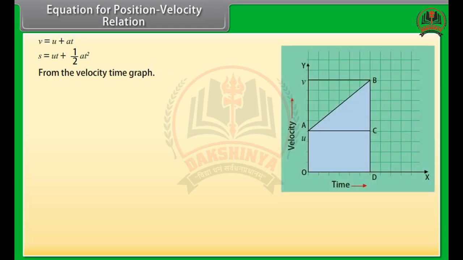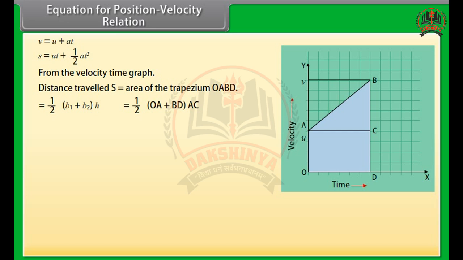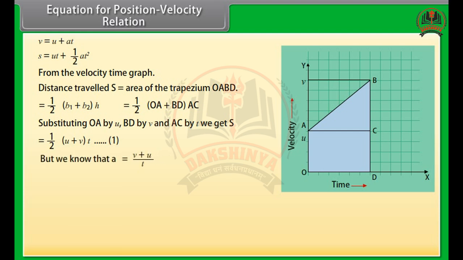From the velocity time graph, distance travelled s is equal to area of the trapezium OABD. This is 1 upon 2 into (B1 plus B2) into h, which is equal to 1 upon 2 into (OA plus BD) into AC. Substituting OA by u, BD by v and AC by t, we get s is equal to 1 upon 2 into (u plus v) into t, equation 1. But we know that a is equal to (v minus u) upon t, or t is equal to (v minus u) upon a.